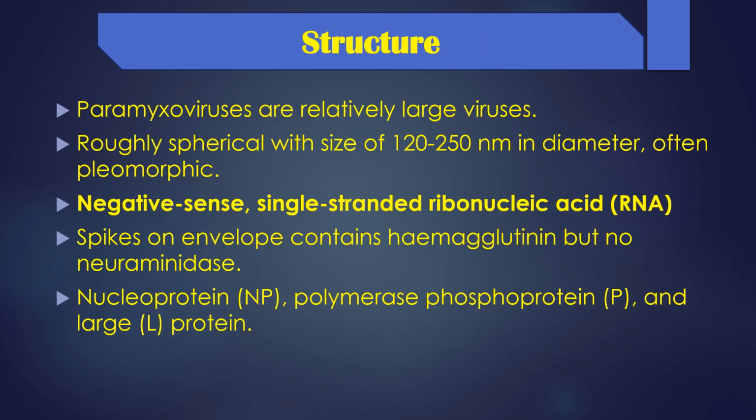Structure. The paramyxoviruses are relatively large viruses with a similar structure, and are all roughly spherical with a size of 120 to 250 nanometers in diameter. Often they are pleomorphic in nature. The central core consists of a negative sense single-stranded RNA, and the envelope consists of spikes with the hemagglutinin protein alone, and there is no neuraminidase found. The other proteins, including nucleoprotein, polymerase phosphoprotein and large L proteins, are observed in this viral family.